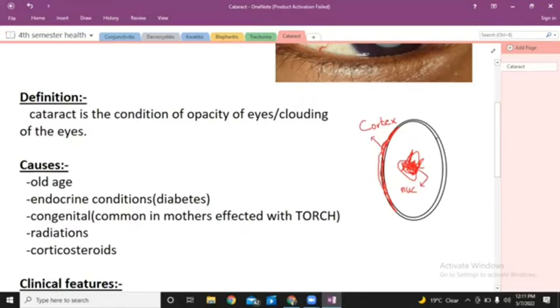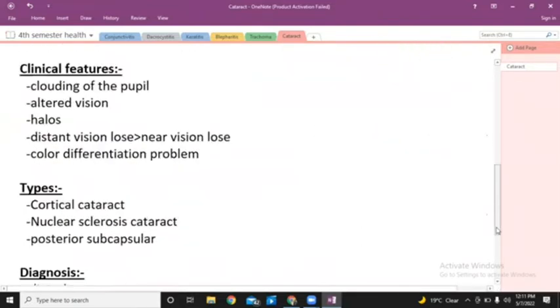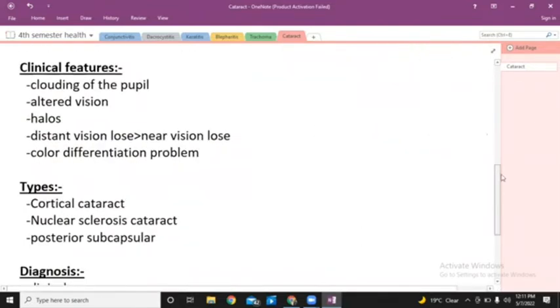And if the posterior part of the lens is affected, if this posterior cortical portion is affected, what we will say is that that will be posterior subcapsular cataract.